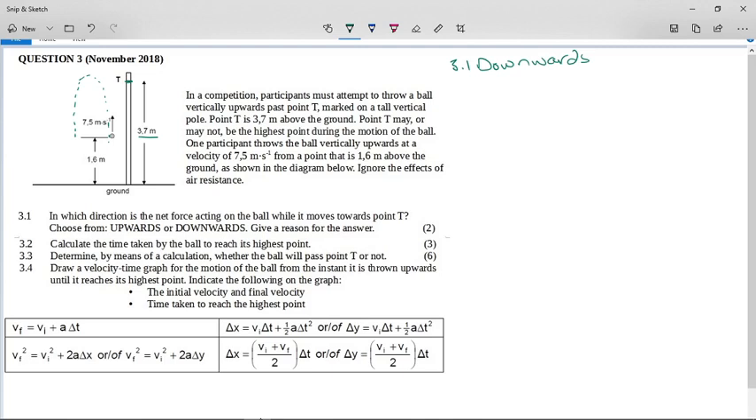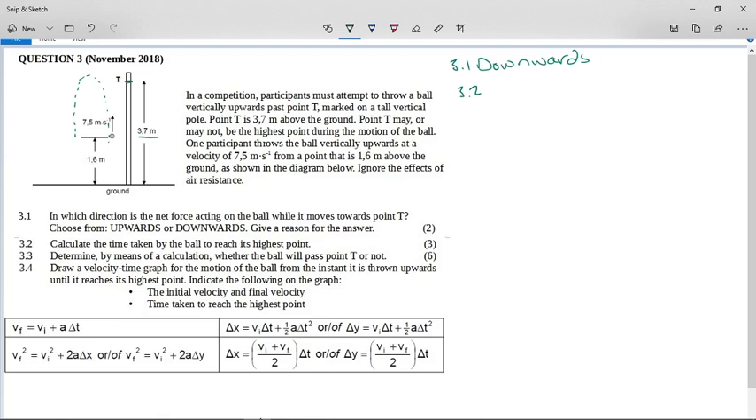Now it says, calculate the time taken by the ball to reach its highest point. So obviously there are only three things we need to remember about projectile motion. That the acceleration is always the acceleration due to gravity, which is 9.8 meters per second squared downwards. The second thing is that the ball displays symmetry of motion. And the third thing, that the velocity at maximum height will be 0.